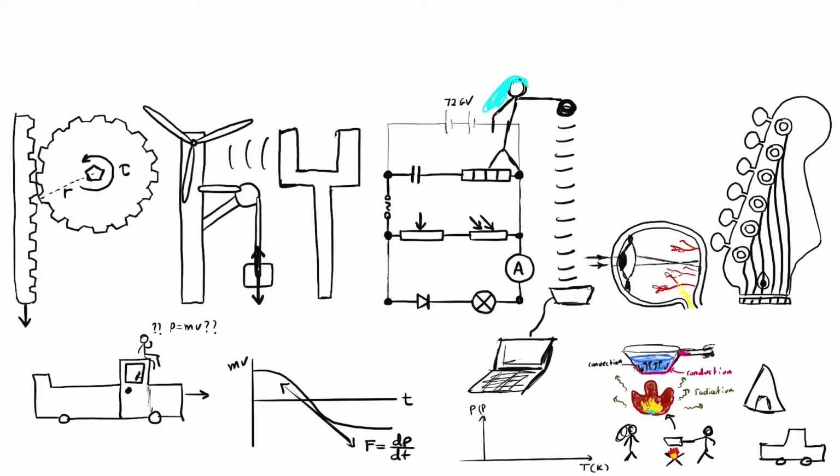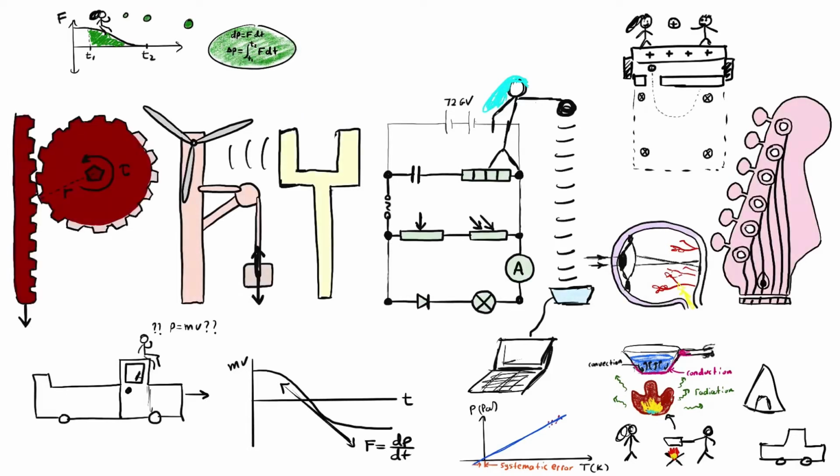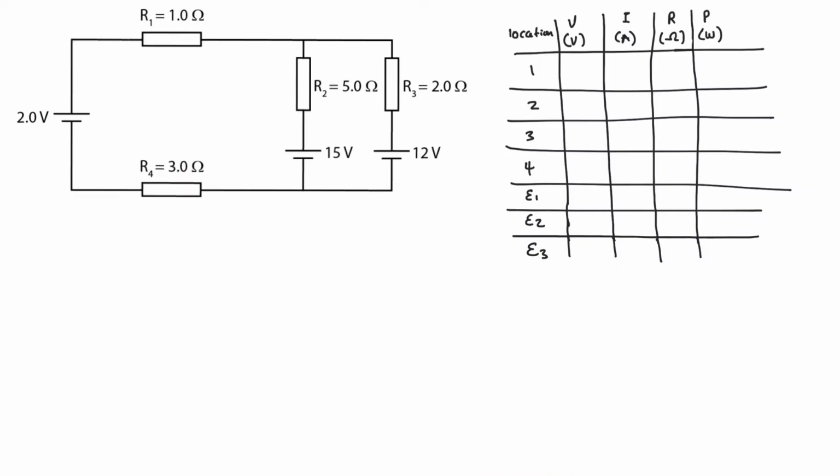In this video we will be analyzing a circuit with multiple batteries. We have a circuit here with multiple cells and resistors. So we've got a cell over here, 2 volts, 15 volts, 12 volts, and we've got multiple resistors. Resistor 1 at 1 ohm, 2 at 5, 3 at 2, and resistor 4 at 3 ohms.